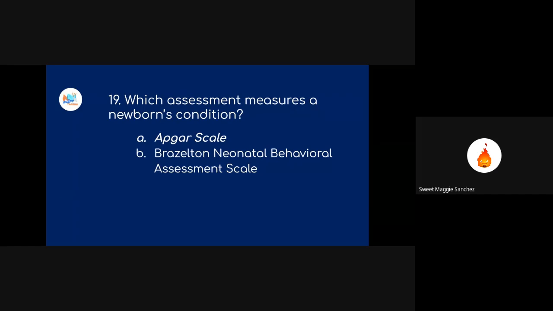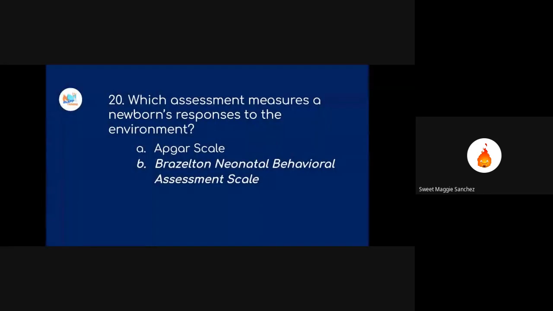So, APGAR is actually an acronym for appearance, pulse, grimace, activity, and respiration. And the Brazelton Neonatal Behavioral Assessment Scale is sometimes called NBAS. If you can't recall the Brazelton term, the shorter term is sometimes NBAS.